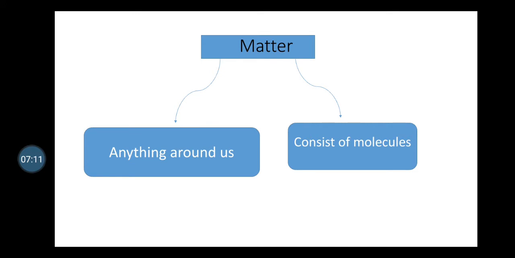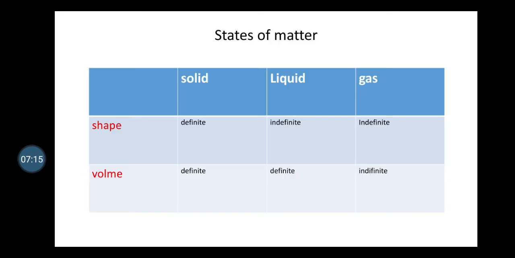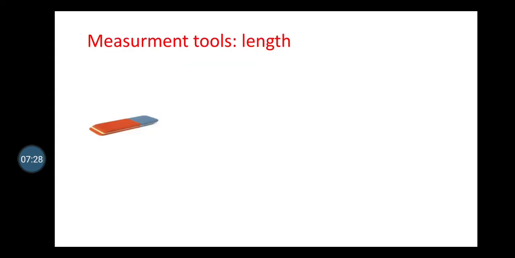Then we will know about matter. Everything around us consists of something called molecules. Solid has definite shape and definite volume, which means not changeable. Liquid has indefinite shape and definite volume. Gas has indefinite shape and indefinite volume.